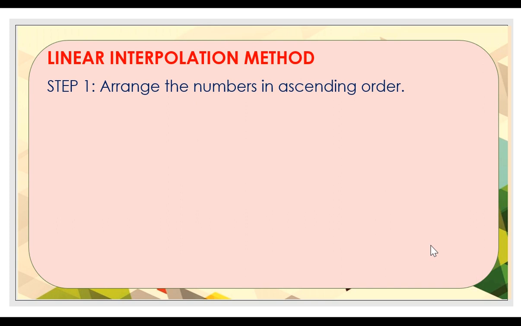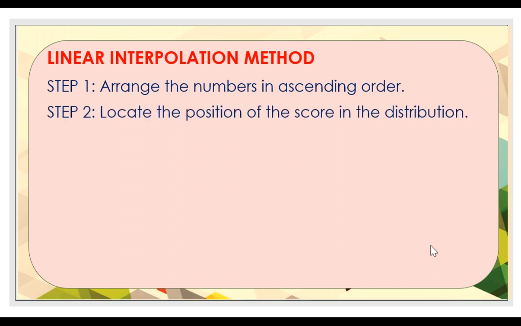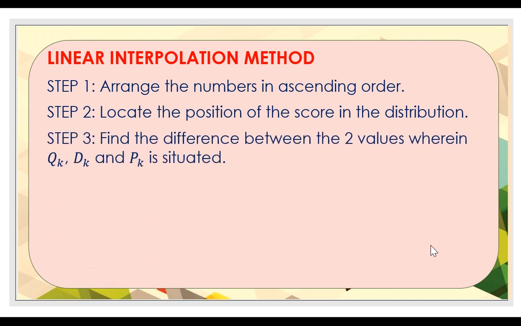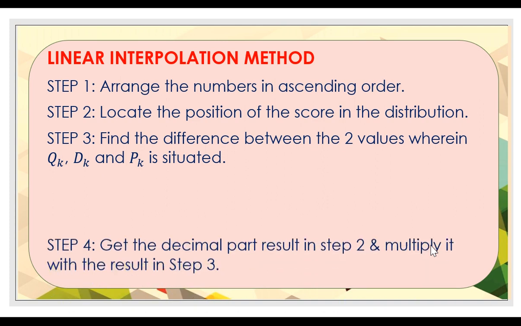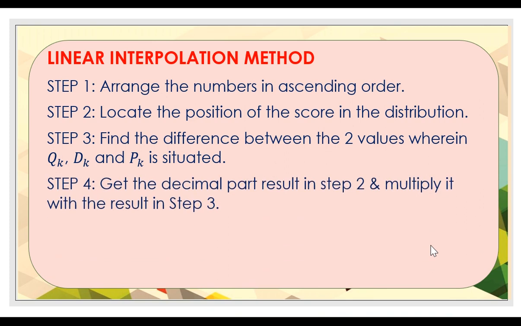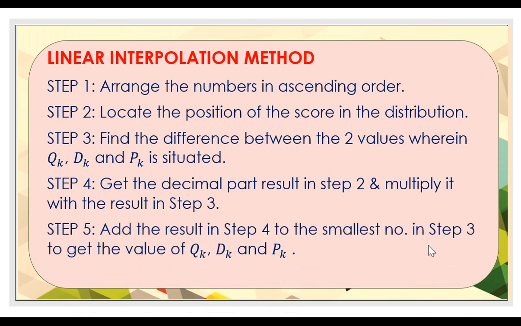The first is to arrange the numbers in ascending order. Second is to locate the position of the scores in the distribution. Third is to find the difference between the two values wherein the specific data is situated. Step number 4, get the decimal part result in step number 2 and multiply it with the result in step 3. And step number 5 is add the result in step 4 to the smallest number in step 3 to get the value of the measure of position.